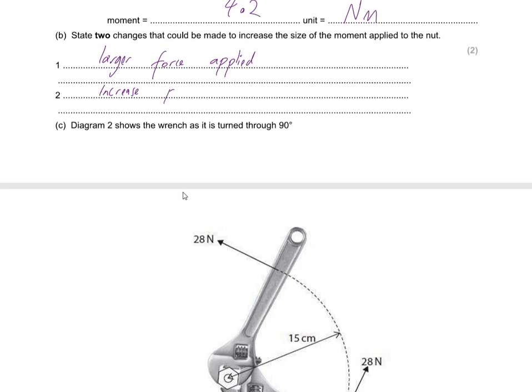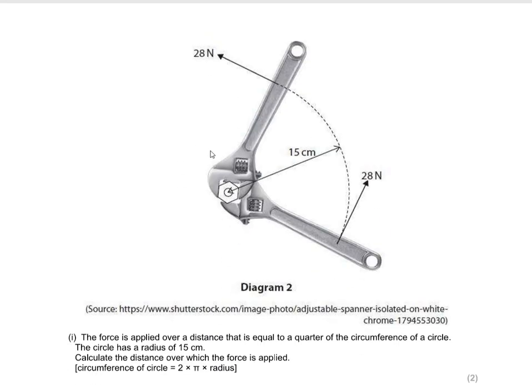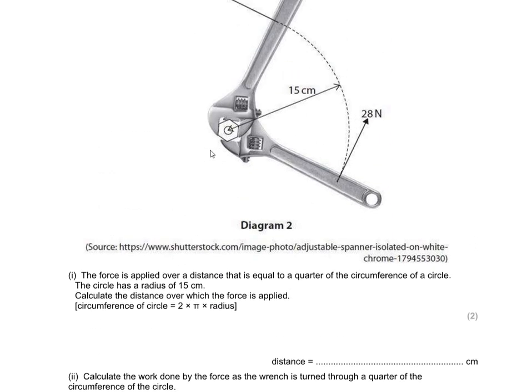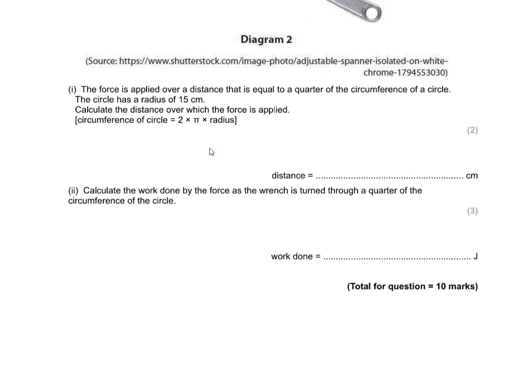So I can increase the perpendicular distance from the nut, which is the pivot. In other words, in simple words, I'm using a longer wrench because there's more lever. Lever increases, but we want to make sure. Okay, so here we go. Now another question, nicely done.